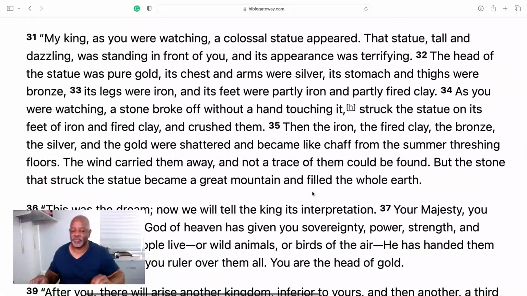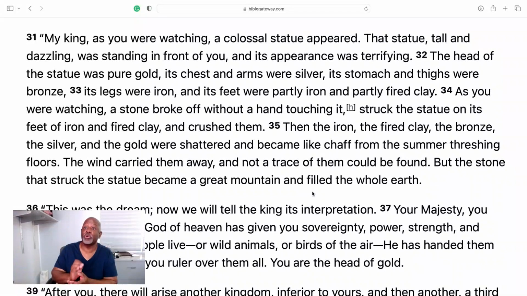Now, remember, in the dream, it is a human figure. It's this big, large, colossal human figure. And this is the interpretation. He sees this human figure. Daniel now is going to give him the interpretation. So I'm going to read it because this is important. Verse 31. My king, as you were watching, a colossal statue appeared. The statue, tall and dazzling, was standing in front of you, and its appearance was terrifying.